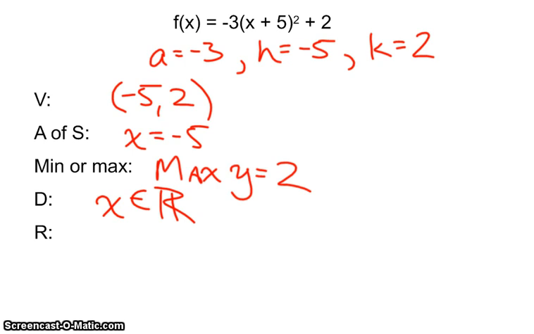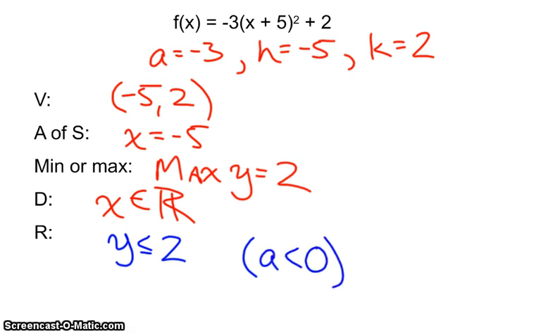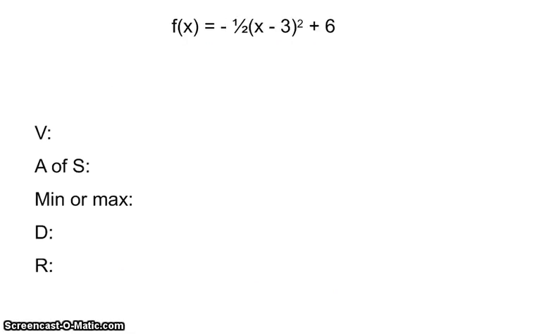And last but not least, our dear friend, the range, right? Again, we're talking about y values. We know it's going to be 2. Since it's a maximum value, we know all of our y's are going to be less than or equal to 2, because that 2 is the maximum value. Again, if we go to our a, we can see that a is less than 0, so we know our y is going to be less than 2. One last time, one last one. Let's see how it goes.